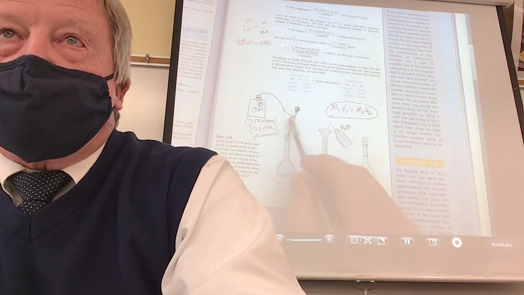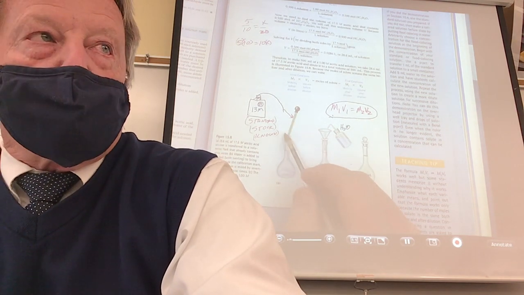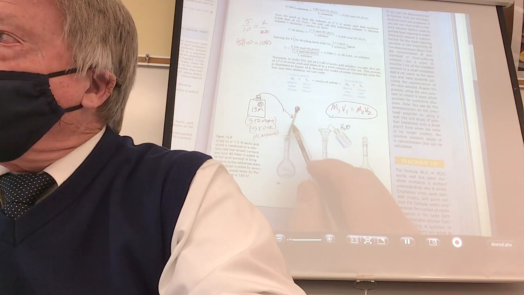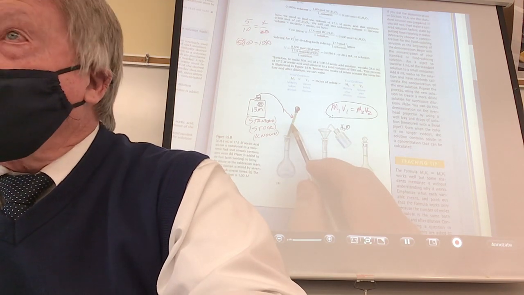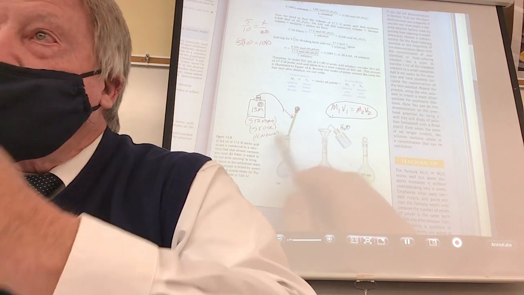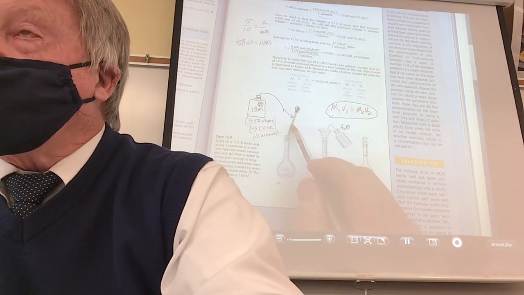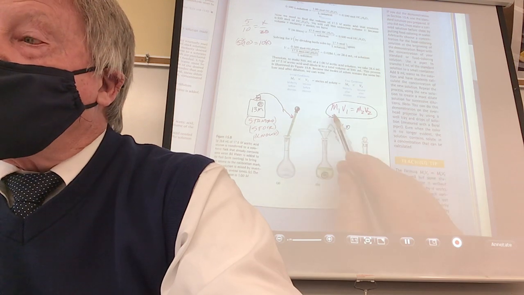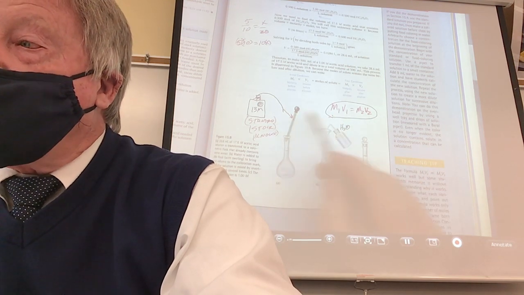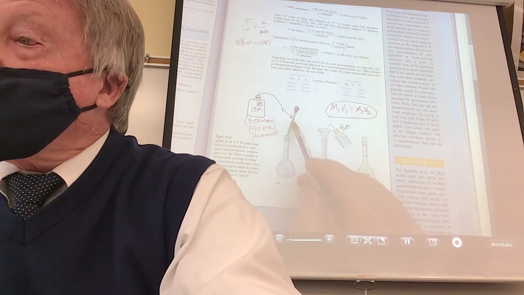When I take this out, does it have a certain molarity? Doesn't it? It has a certain concentration, right? And it has a certain volume? Okay. What is the molarity of that material times that volume of that material? What does that equal?